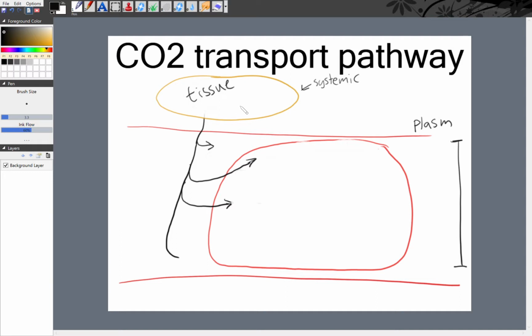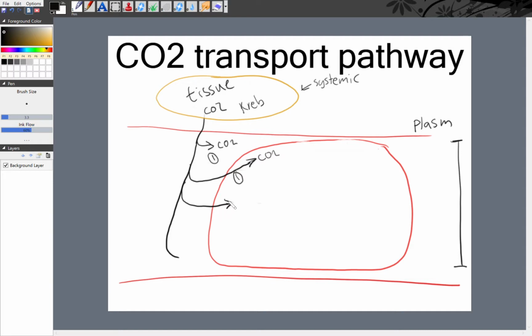And so the Krebs cycle will result in the production of some CO2, and that CO2 will just diffuse out of the tissue into the capillary. And some of that CO2 will go into the plasma just through diffusion. Okay? In the same vein, CO2 will diffuse into the red blood cell.